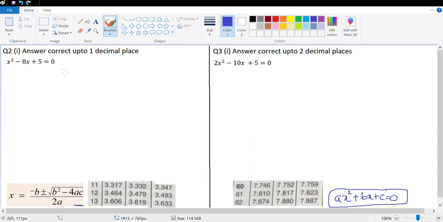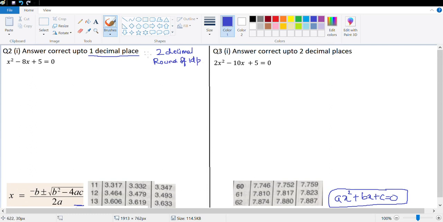Next, question number 2, part 1. It says solve each of the following equations for x and give your answer correct up to one decimal place. So if they want your answer correct up to one decimal place, you calculate the answer up to two decimal places and round off to one decimal place, right? I hope you remember this.